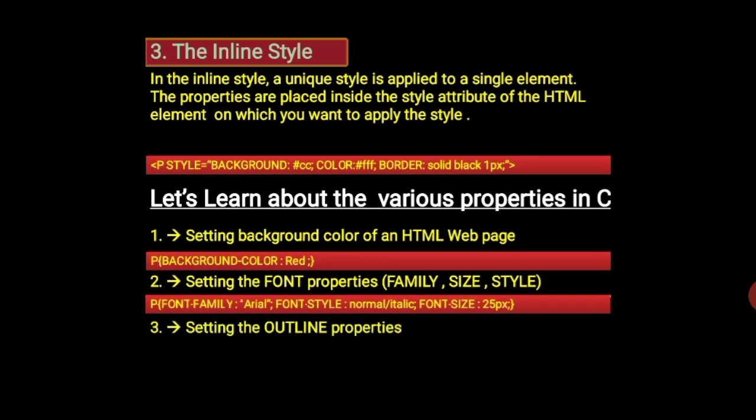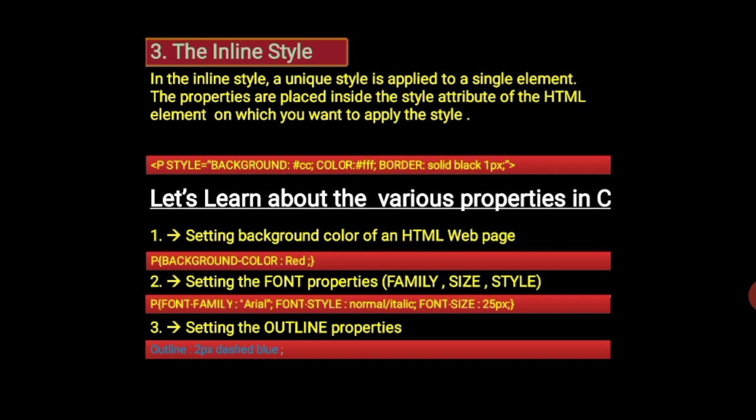Next, if you want to set the outline properties, meaning the outline border, we can write outline colon 2 pixel dashed blue. Dashed blue means the border will not be a single line. It is not dotted; dashed means one small hyphen-like structure will be there.